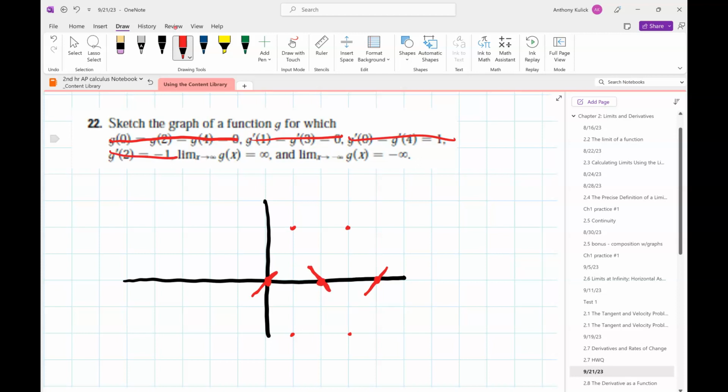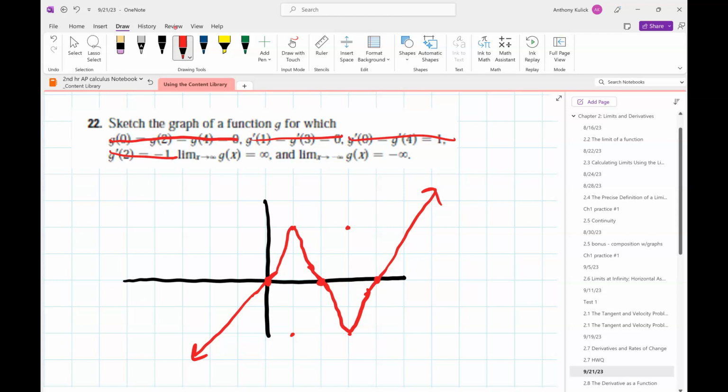It says the limit as x approaches positive infinity of g of x is infinity. So just end behavior going up. And as it approaches negative infinity, it's negative infinity. So the end behavior going down. And I'm just going to connect. So I guess we got to go up to that one, down to that one, and there's my picture.